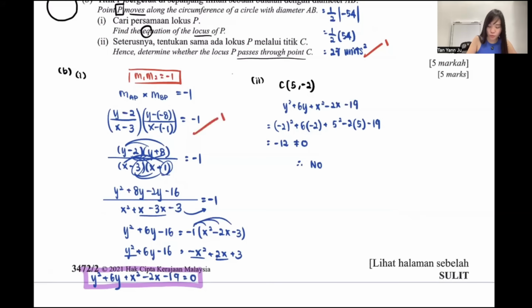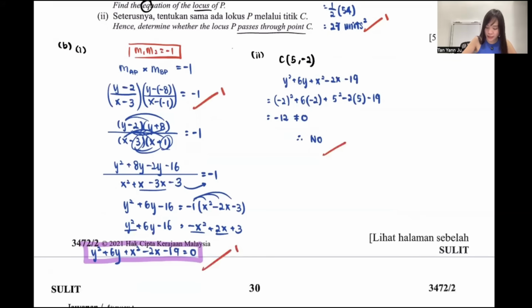5 marks, my dear. So when you do this, 1 mark. Get this answer, 1 mark. No, 1 mark. Sub inside, 1 mark. There's another 1 mark. Getting the gradient, they give you 1 mark. So here we'll have 2 marks. So my dear, in total, this question is worth 10. I think a lot of you guys will choose this question. Okay, this question is quite easy.